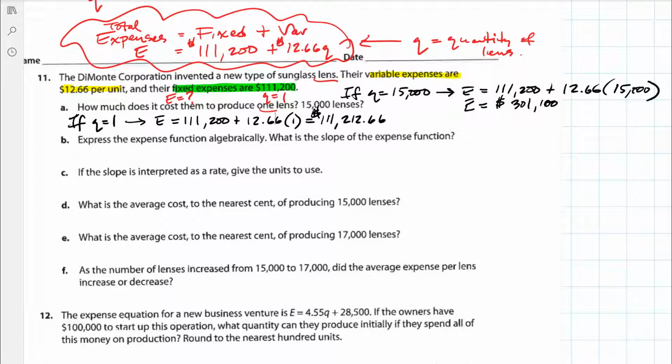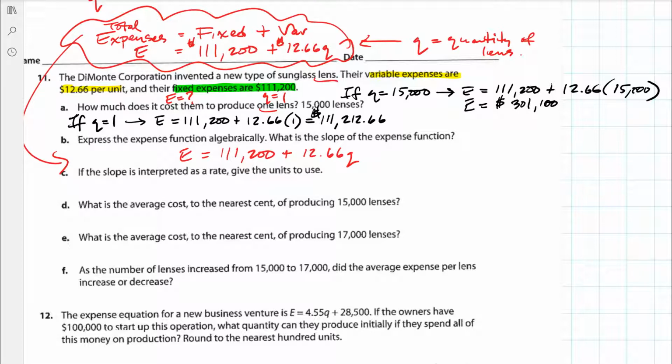All right, part B, express the expense function algebraically. Well, guess what? I already did that. I think this part B should have been first, personally. So I'm just going to rewrite it here. This should have been first, in my humble opinion.